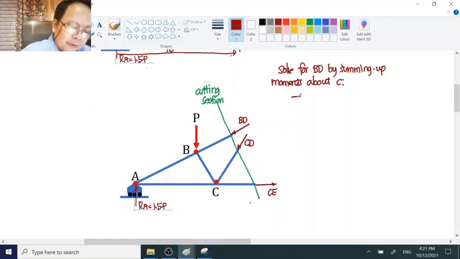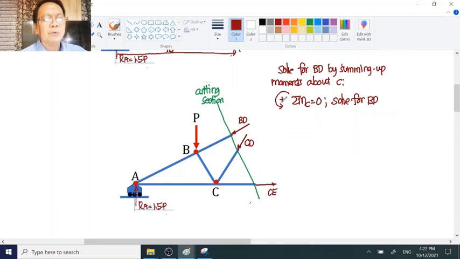So, when we sum up moment about C equal to 0, from here we can solve for what? Solve for PD. So let us consider that the counterclockwise direction is positive. What we need now is to get the moment arms of each force from point C. This distance is already defined, since we have defined it as 20.